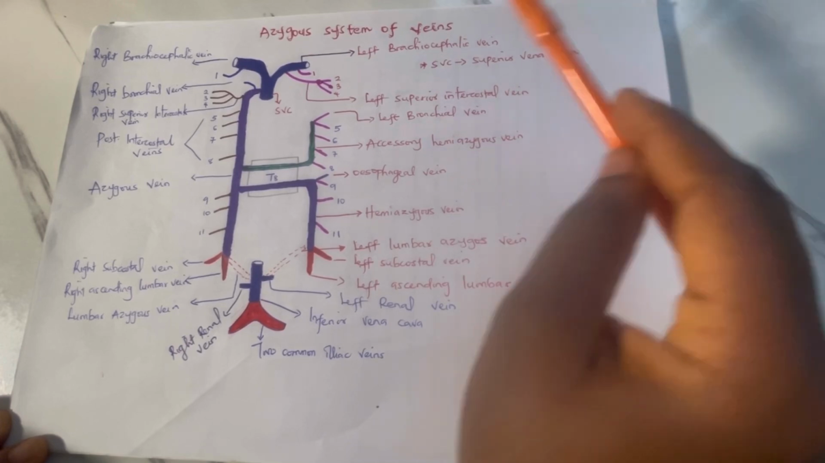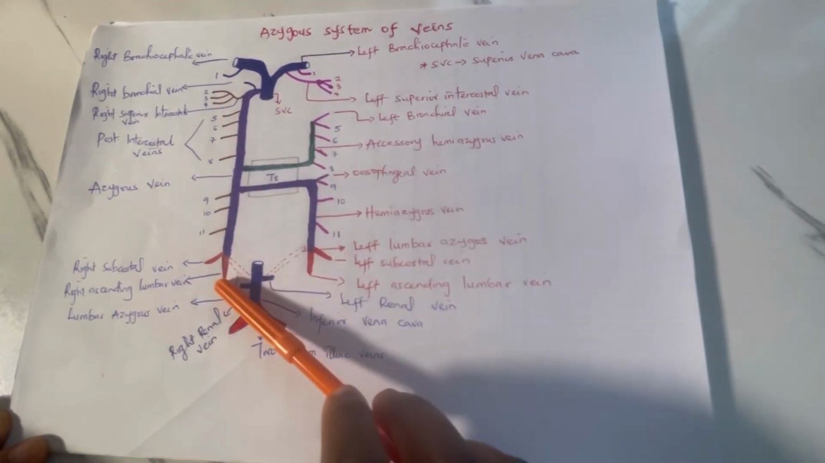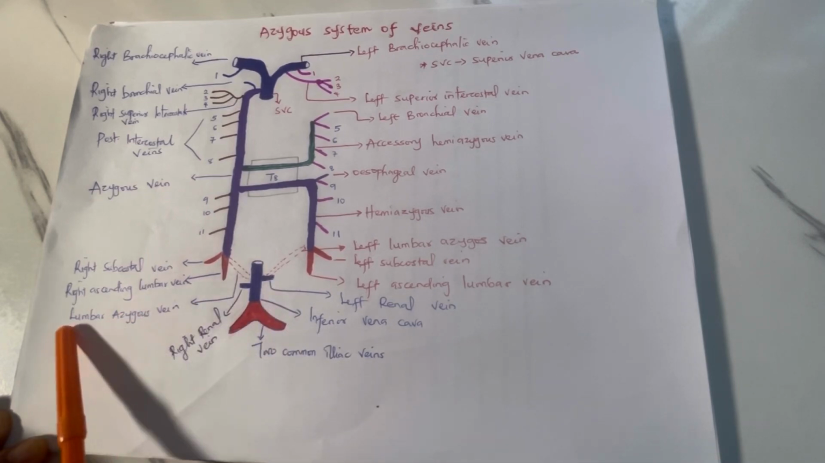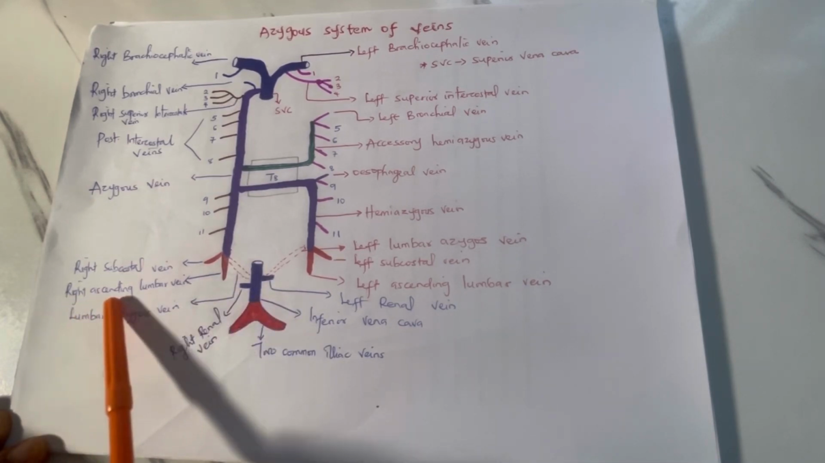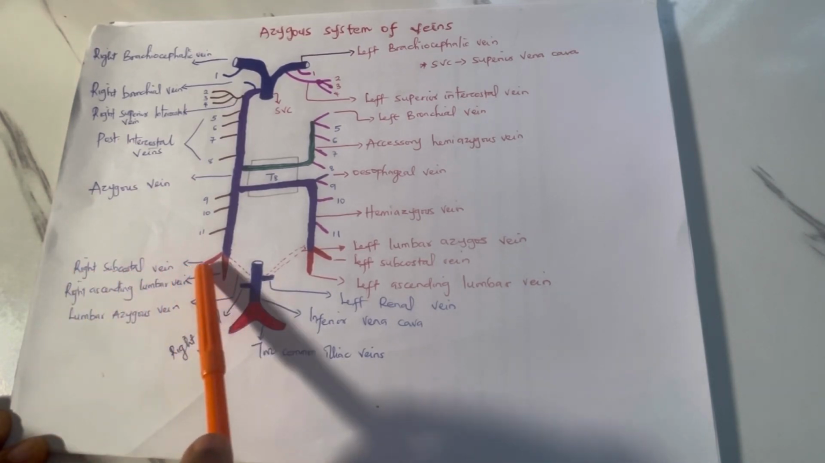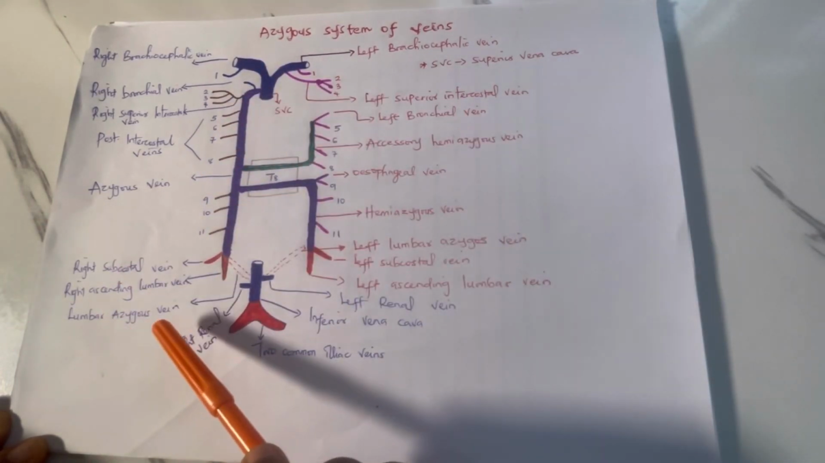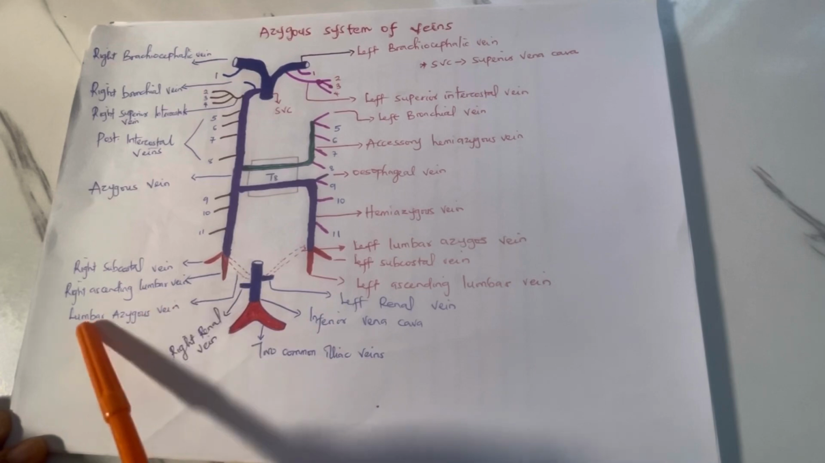So let's talk about the formation of the azygos vein. The azygos vein is formed by the union of the lumbar azygos vein, the right ascending lumbar vein, and the right subcostal vein. So all those give rise to the azygos vein. So first of all, let's talk about the lumbar azygos vein.